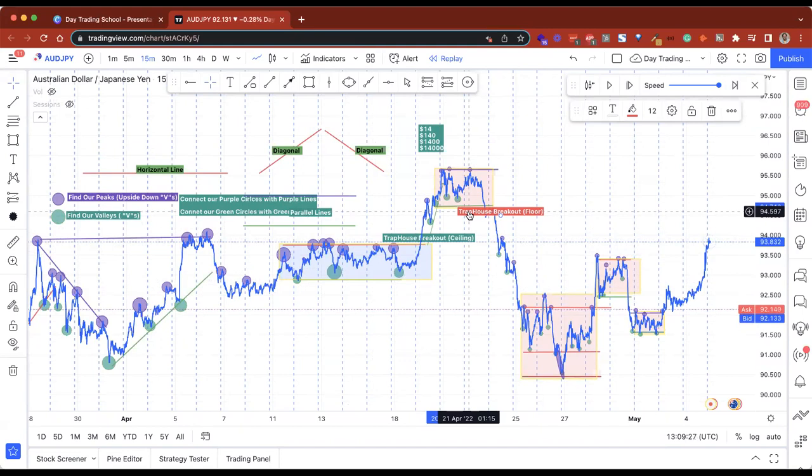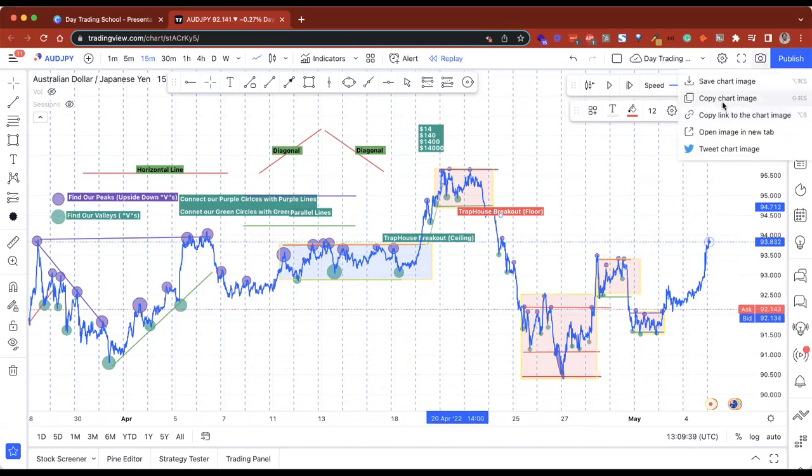So I want you to practice this over and over again. Just keep on looking back and finding this over and over, okay? So I'm gonna take a screenshot of this for us.